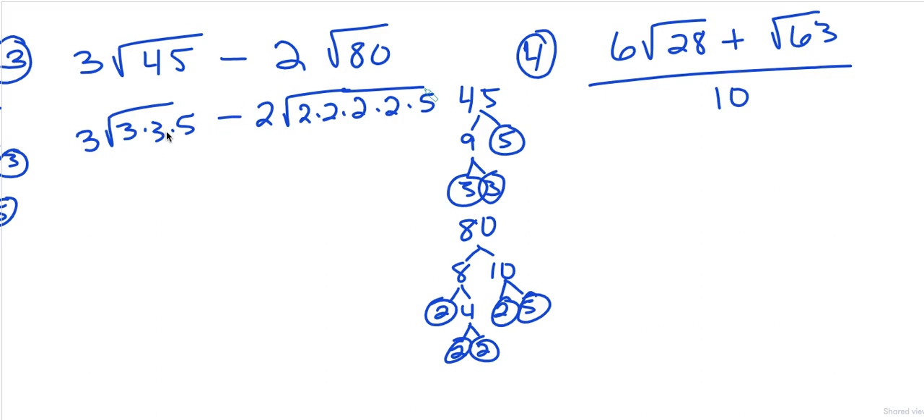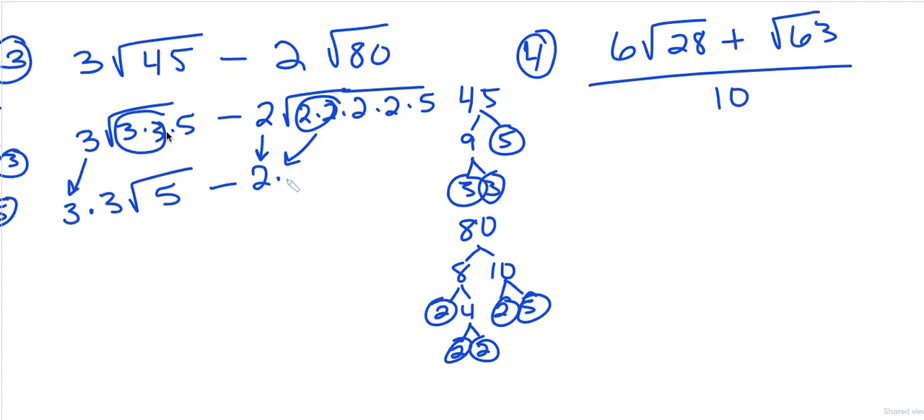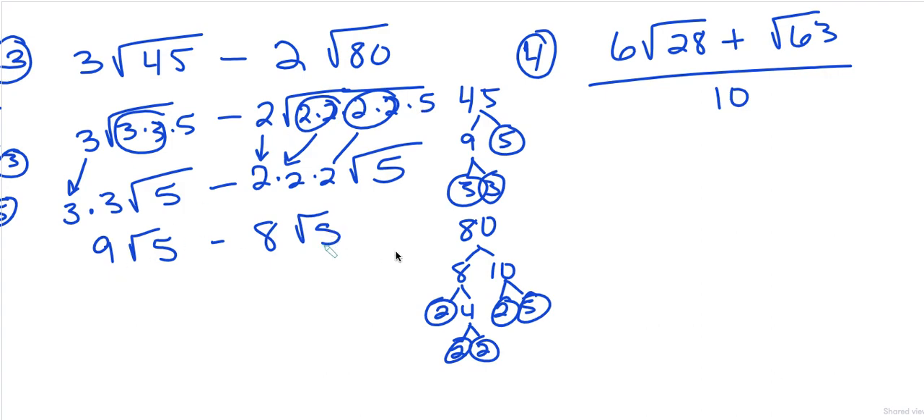Now we're going to go ahead and go fish. We have a pair of 3's, so this 3 is going to stay outside, and we're going to bring out the other 3 times the square root of 5 minus. This 2 is going to stay outside, but we're also going to bring out another 2, and we're going to bring out a third 2, and then the 5 is going to stay inside because there isn't a pair of 5's. So I have 9 square roots of 5 minus 8 square roots of 5. The radicals are the same, so we do the math operation to the numbers outside, so it's simply the square root of 5.